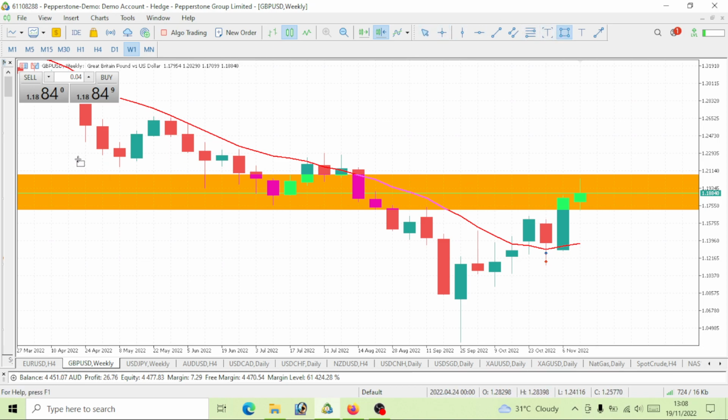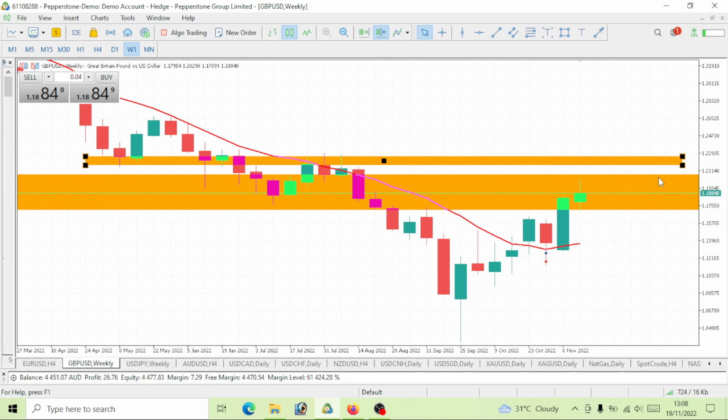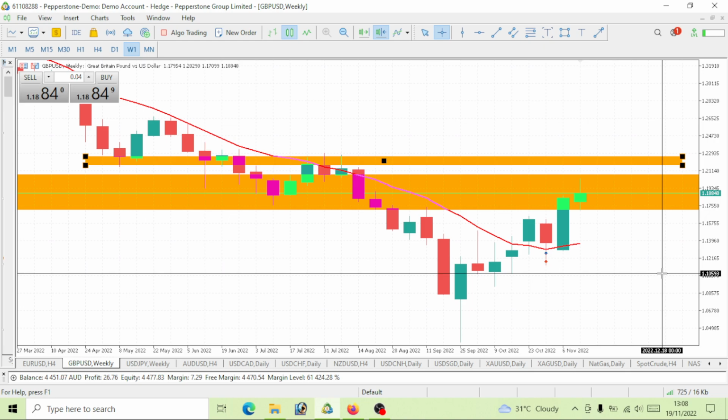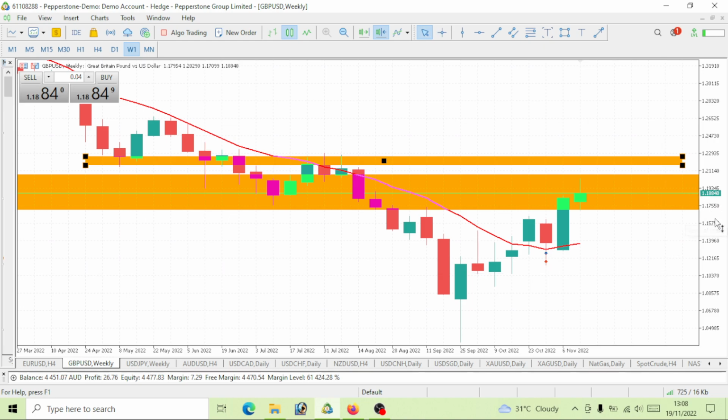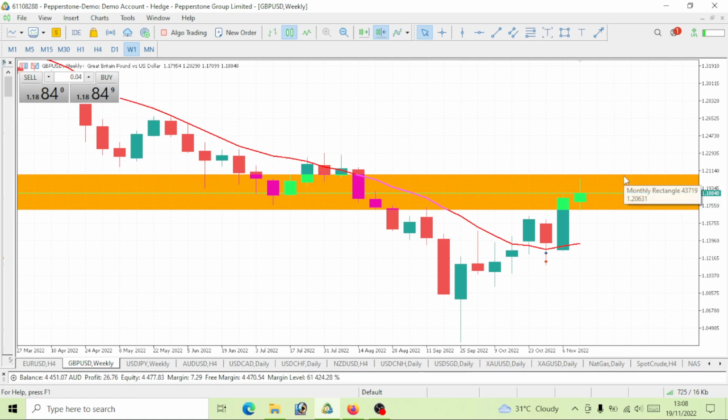So let's see if price will tap this level, this level, and this level. By the end of this month, we should be able to take out a level of 1.22. We are currently trading at 1.18 something, but I would want to see GBP/USD roll up to a level of 1.22, and so on. So GBP/USD, I'm still aiming to go bullish for the week.